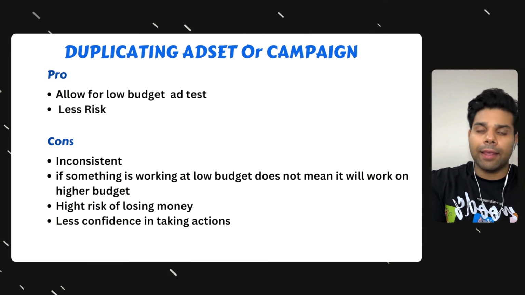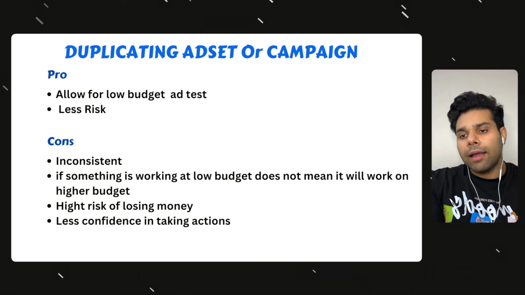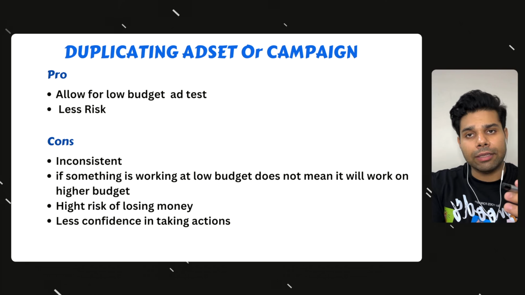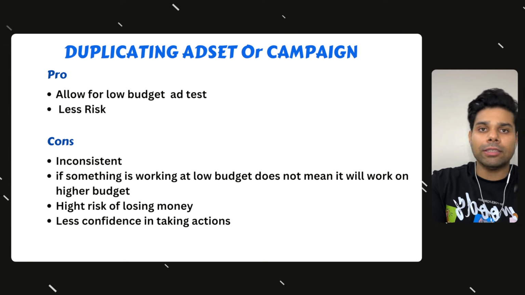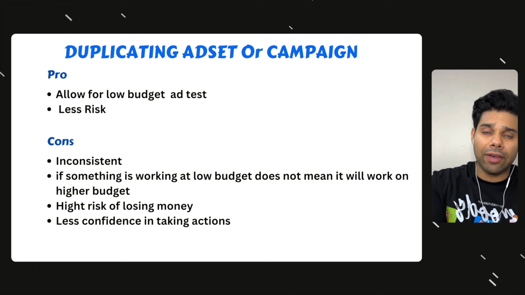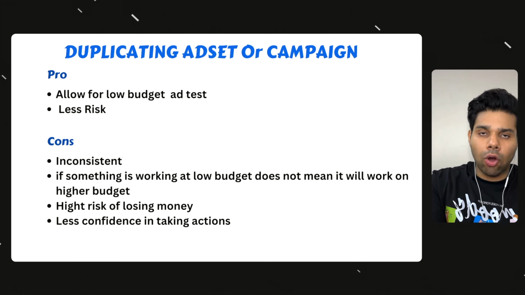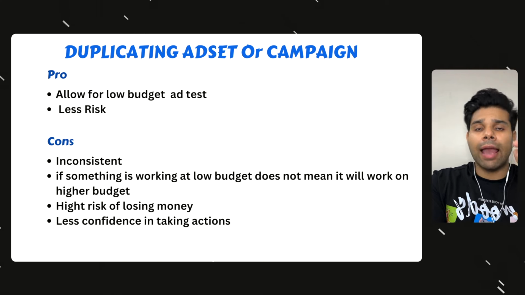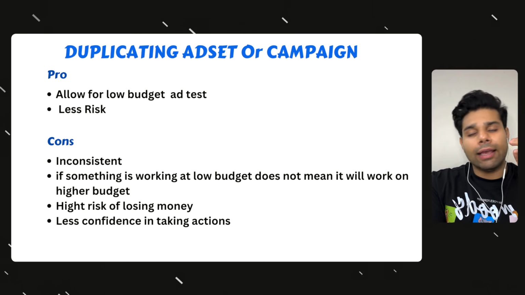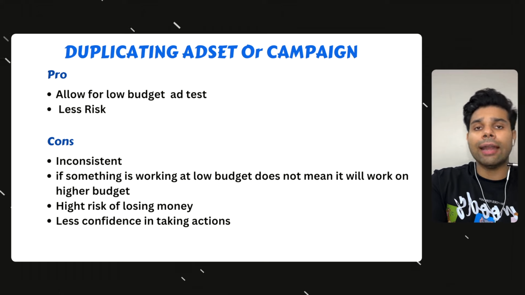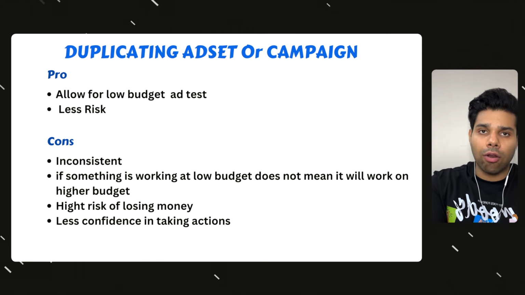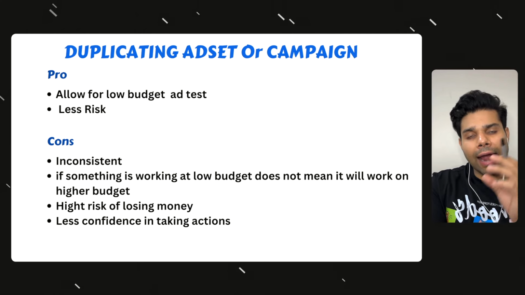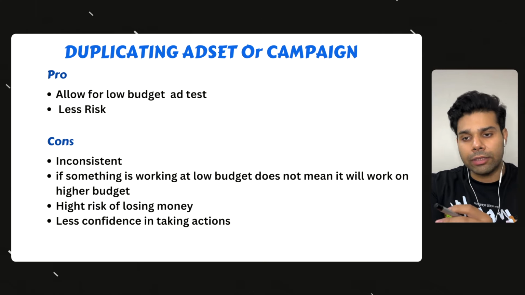What are the cons? It is inconsistent. If something is working at a low budget, it does not mean it will work at a higher budget. When you increase the budget from 2x to 3x to 5x, you cannot be sure that it is going to work. For an ad that is performing at $10 or $20, there is no way you can know that it will work at $100 or $500. There are ads that work on high budgets and ads that work on low budgets.